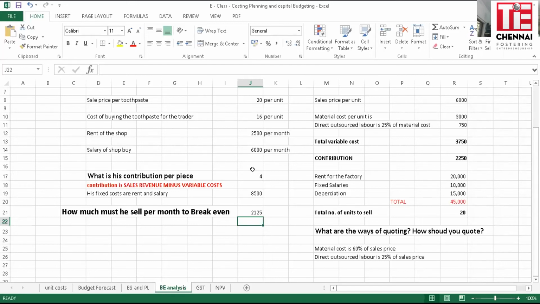So he might come up with the idea, why do I need this salary boy, this shop boy? I will do my own selling. So I knock off this fellow. You see, now what has happened, his fixed cost now comes down to only 2,500, which is the rent of the shop. Do you see what happens to his break-even here? I'm just putting it in red for easy view. From 2,125, it now comes to 625. That's all he needs to sell now as compared to 2,125. So isn't this much better?